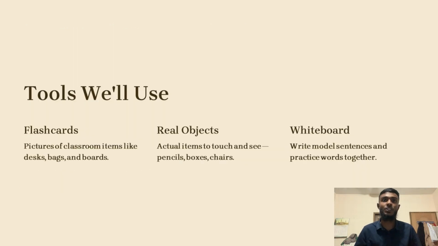Moving to the next slide, which is materials required, tools for a simple and smart classroom. For this class, I would use simple creative materials that engage students visually and physically. Here is what I would prepare. Flashcards or pictures of school items such as a teacher, desk, bag, board, and book. Real or toy classroom objects like a pencil, bag, and box. A whiteboard or chart paper for sentence writing, and a marker and eraser for demonstration.